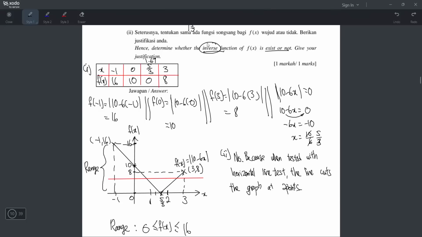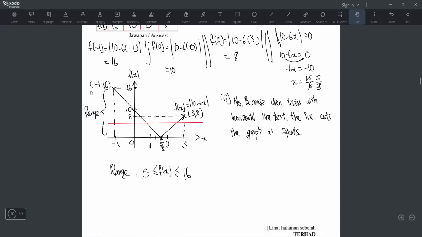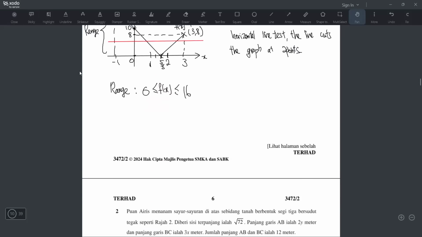But this question asks whether the inverse exists or not. So kalau nak tahu ada inverse ke tak, kita tak buat vertical line test, kita buat horizontal. Ujian garis mengufuk. Okay, yang horizontal punya. So that's how you do it. Okay, I hope you understand. So itu cara dia. Dah siap.